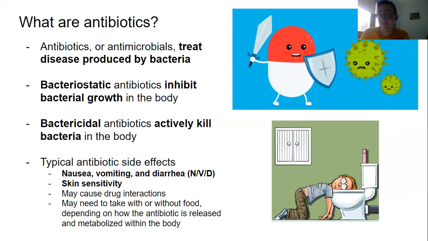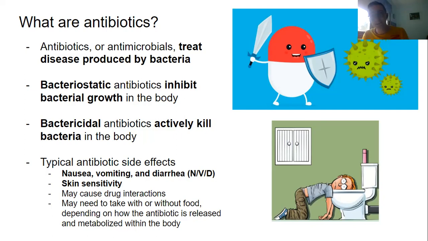Bacteriostatic antibiotics inhibit bacterial growth in the body. So there's two different types of these antibiotics. The bacteriostatic ones inhibit the growth of bacteria in the body. So they don't actively kill the bacteria, they just stop it from multiplying. Bactericidal antibiotics actively kill bacteria in the body. So that is the difference. As we go through this presentation, you'll see some antibiotics are bacteriostatic versus bactericidal.